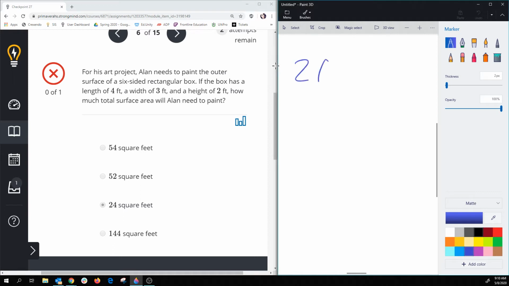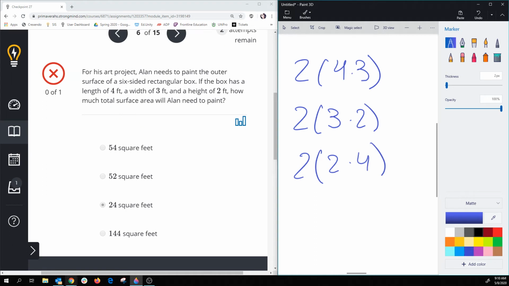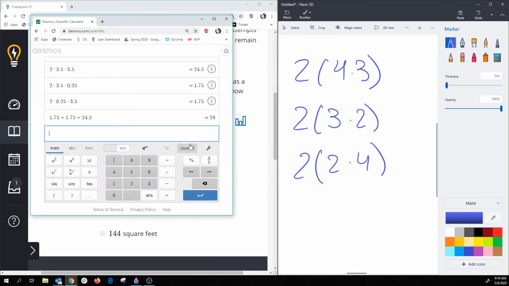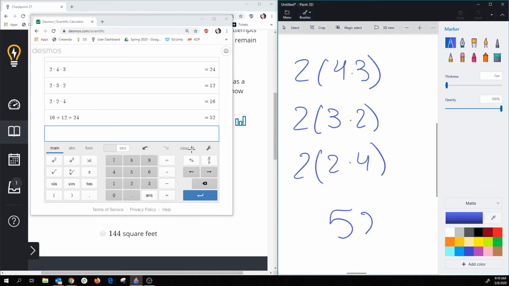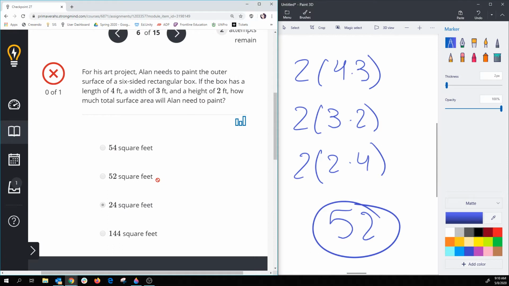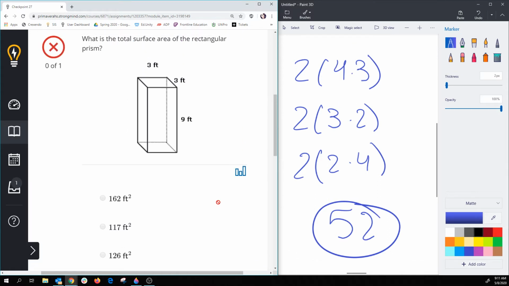So I would have 2 times 4 times 3, 2 times 3 times 2, and then the last one, which would be 2 times 4 times 2. And please don't forget to put that 2 in front as well. And then add them all together. So 16 plus 12 plus 24 gives me 52. So Alan would need to paint 52 square feet. Alright, number 8.